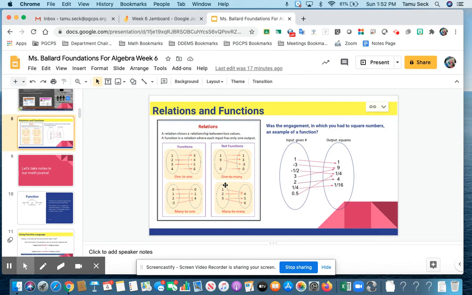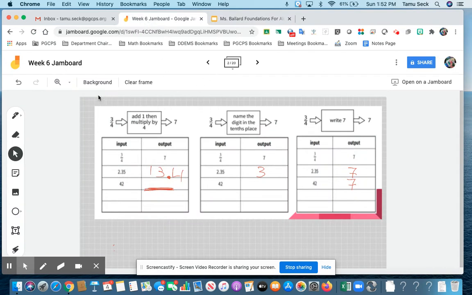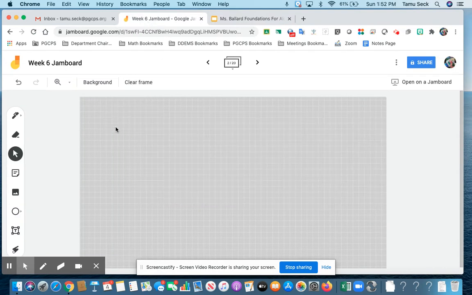So these two are examples of relations that are not a function. So do you see 9? The input 9 has 2 outputs. That's why it is not a function. And the input 3 has 2 outputs. That's why it's not a function. I would like us to take some notes on this in our math journal so you can understand it better. Okay. This one is a function.